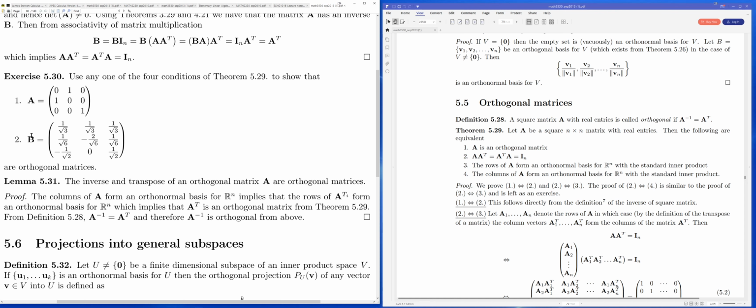You can check for this matrix B over here that the row vectors, your 3 row vectors, form an orthonormal basis for R3, and likewise your column vectors here form an orthonormal basis for R3 when you write R3 in terms of column vectors.